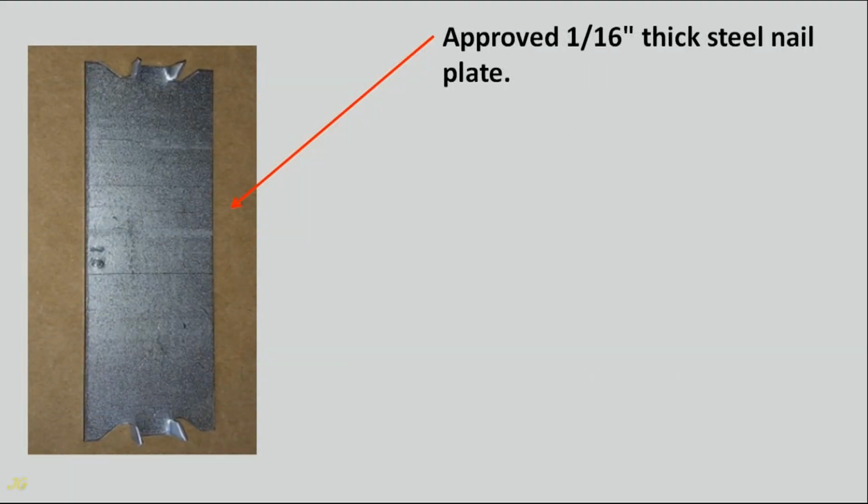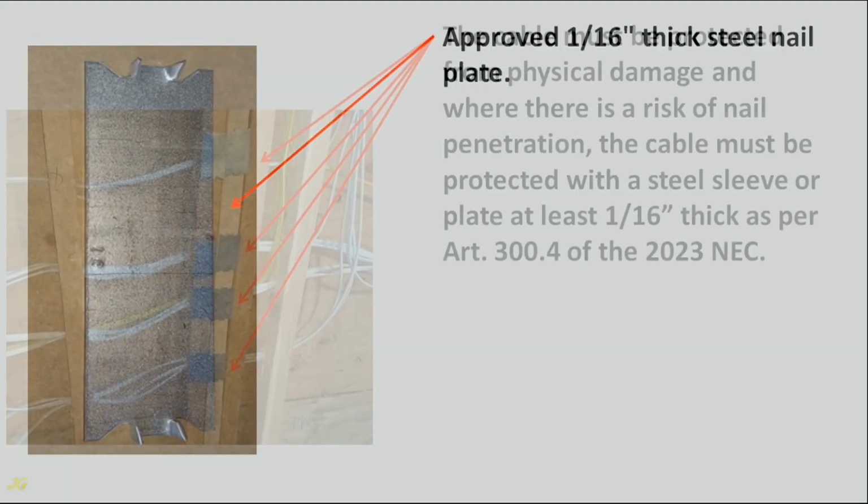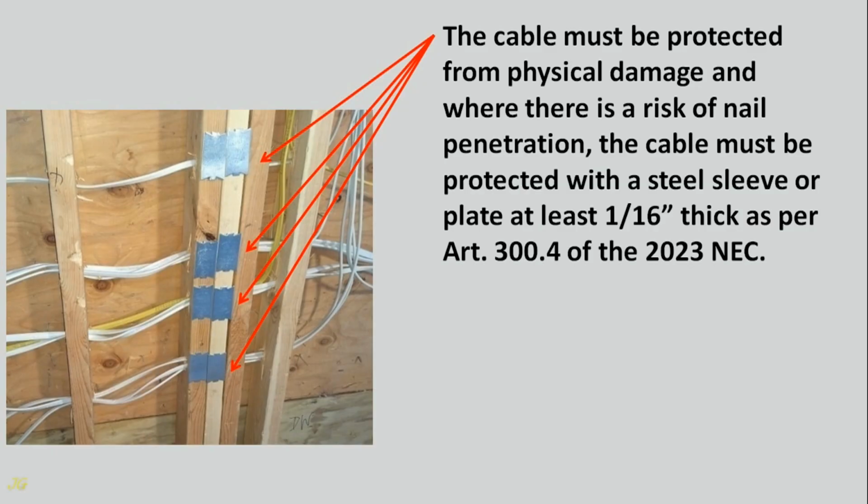Approved 1/16 inch thick steel nail plate. The cable must be protected from physical damage and where there is a risk of nail penetration. The cable must be protected with a steel sleeve or plate at least 1/16 thick as per Article 300.4 of the 2023 NEC.